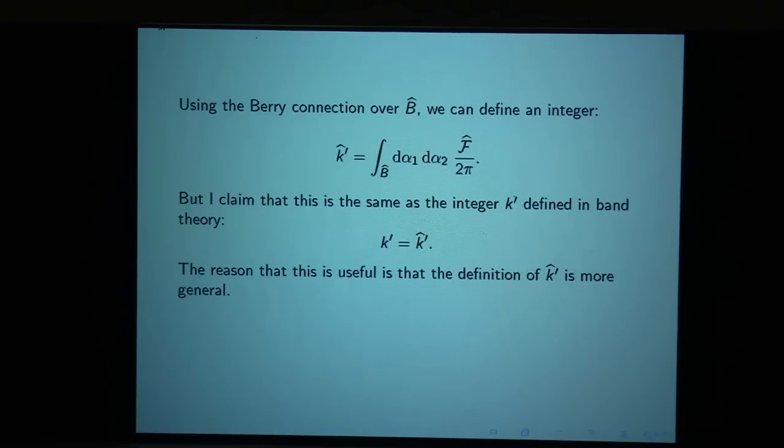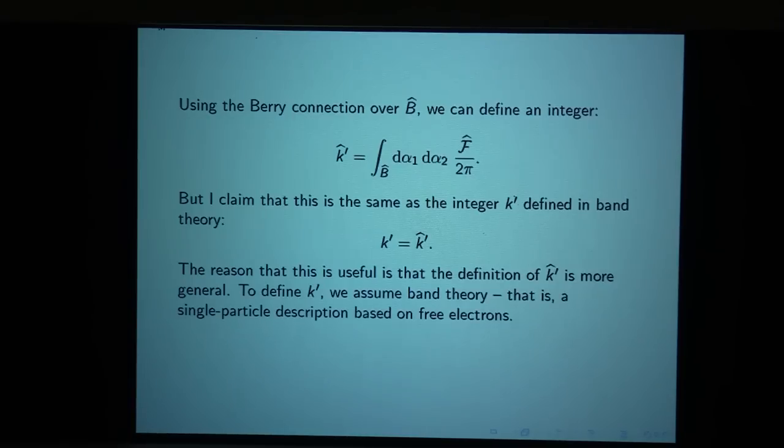The reason that's useful is that the definition of K prime hat is more general. K prime was defined using band theory, a single particle description based on free electrons. The definition of K prime hat assumed much less. We assumed a gapped system of some kind with the sole requirement that the gap has a thermodynamic limit.